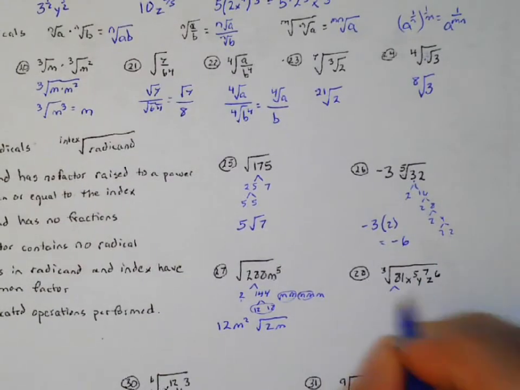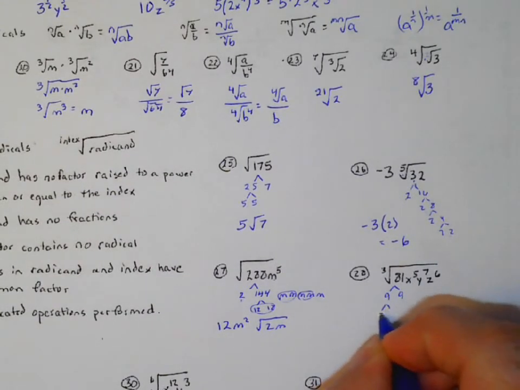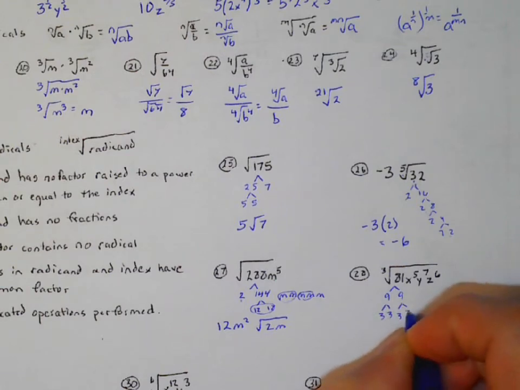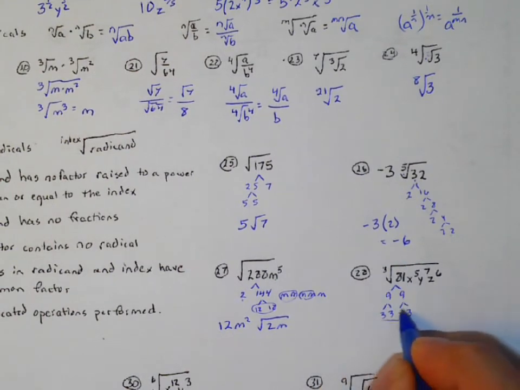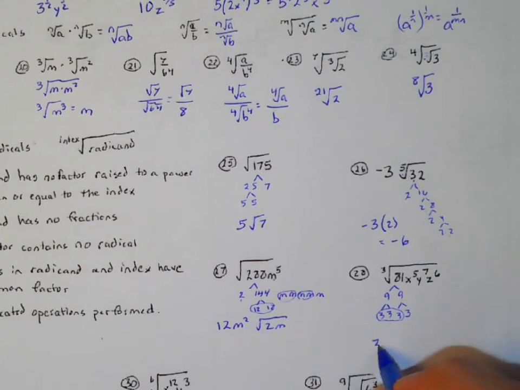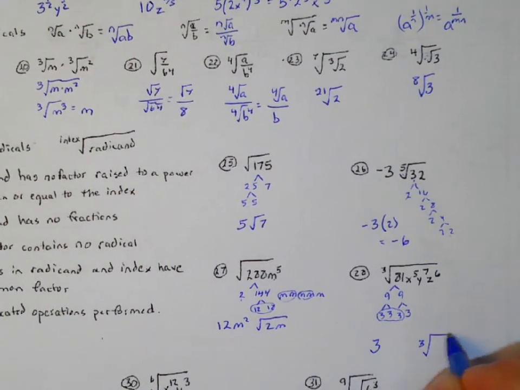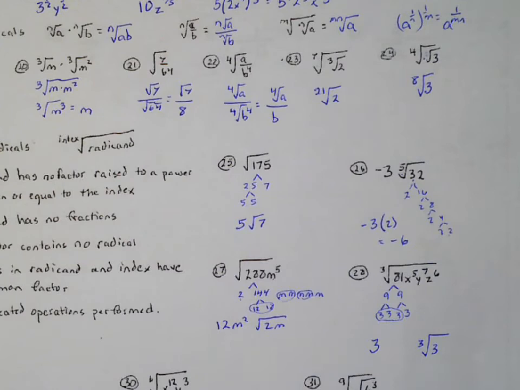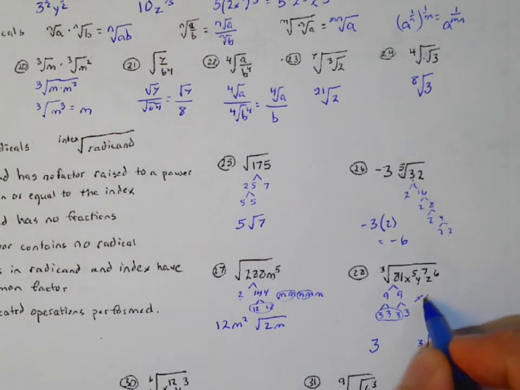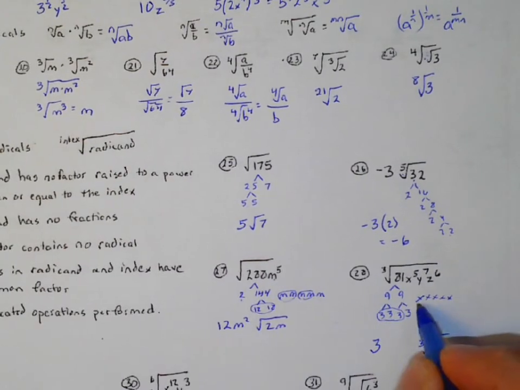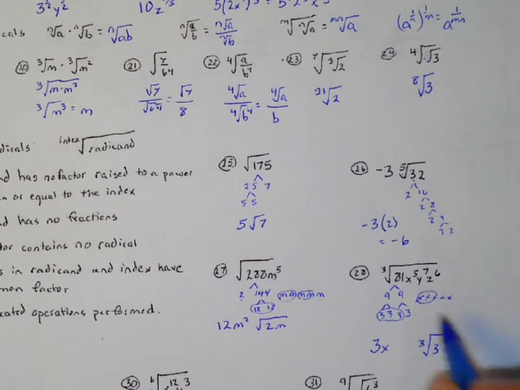With 81, we'll say it's 9 times 9. Okay, with a cube root, we're looking for things that are multiplied by themselves 3 times, and that goes out front. And inside stays another 3 that didn't get used. X to the fifth. Okay, we have one group of 3 that's multiplied together and 2 more left over.